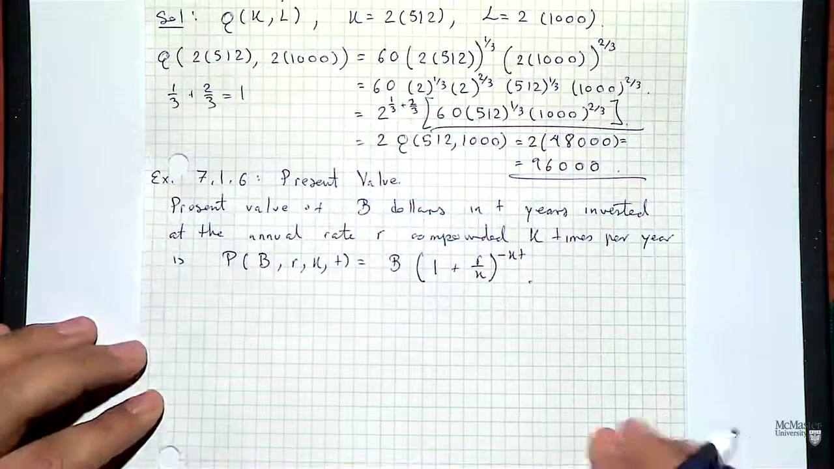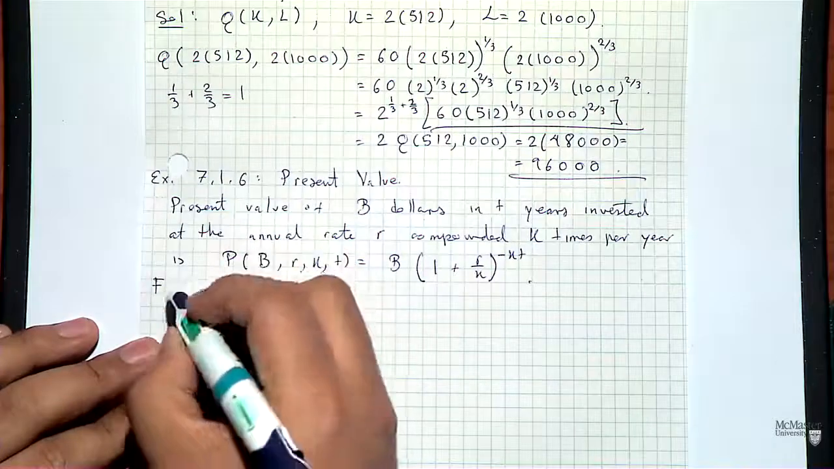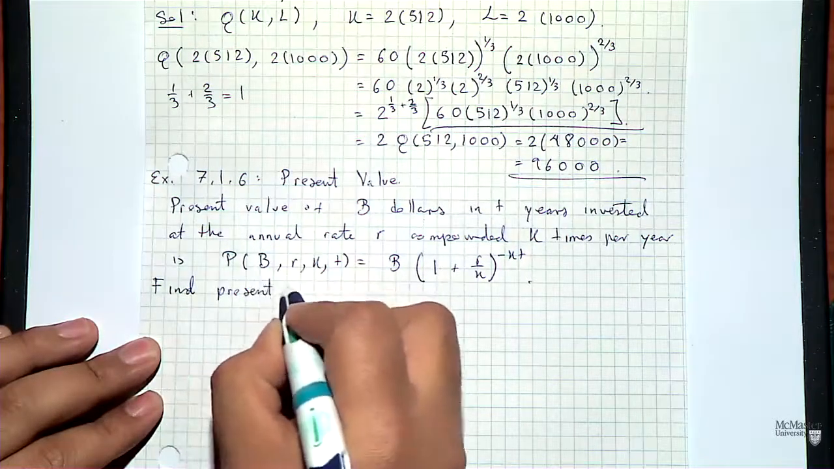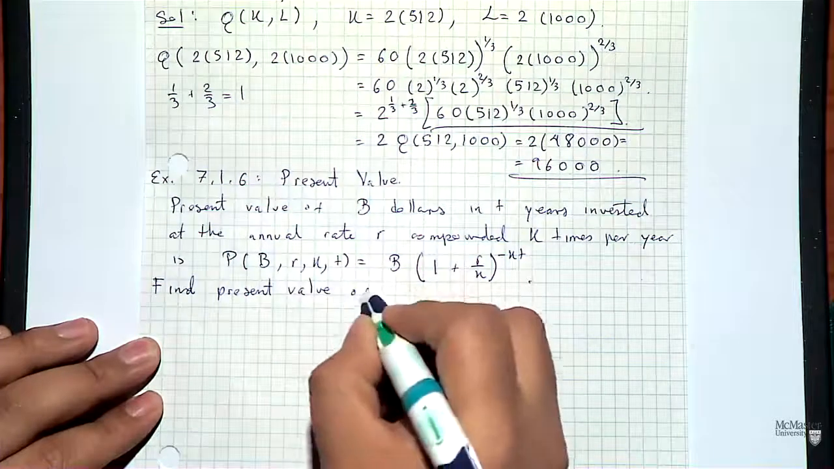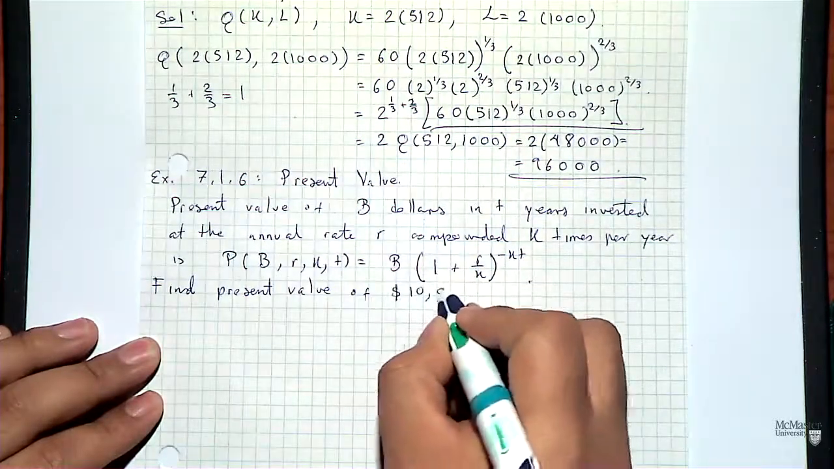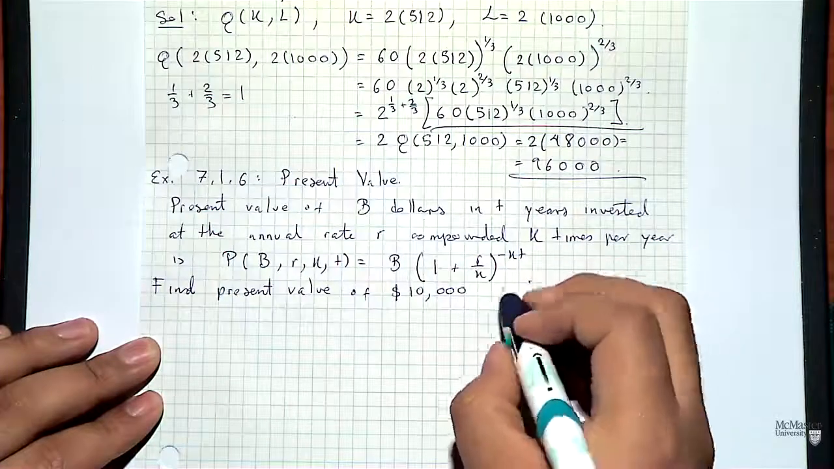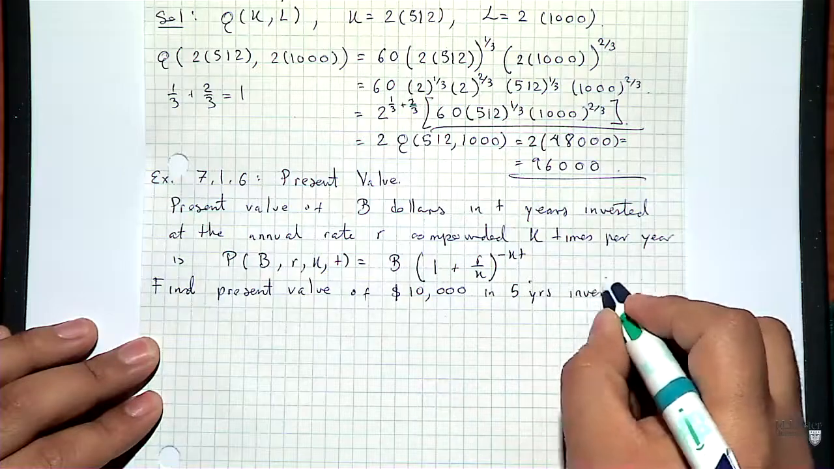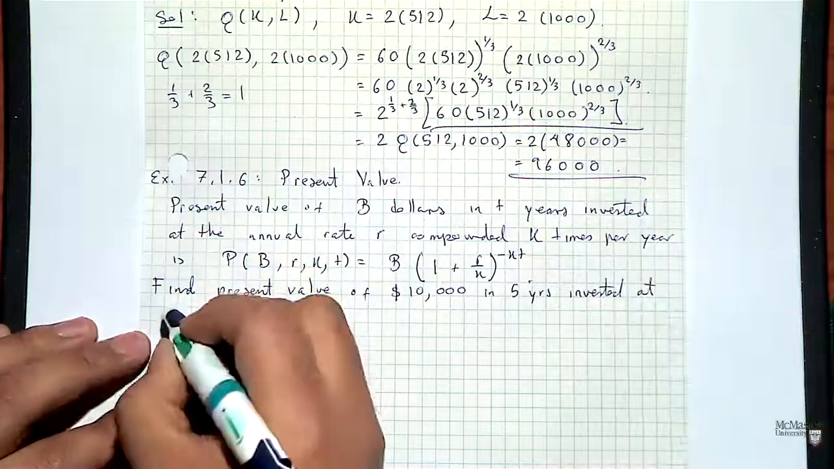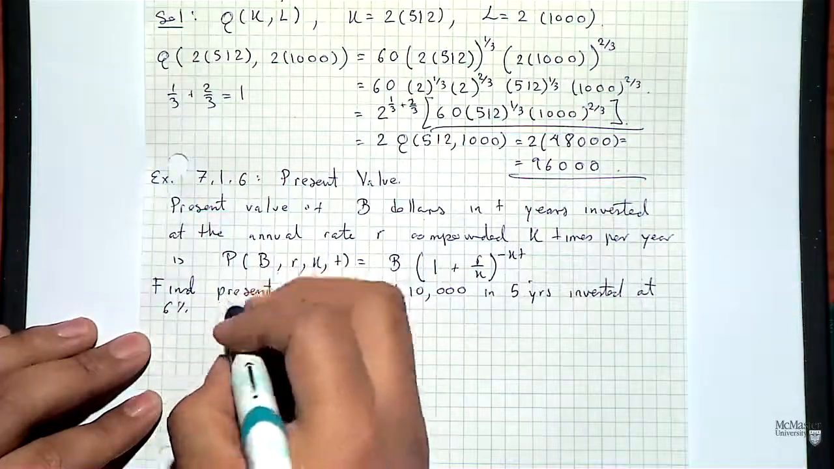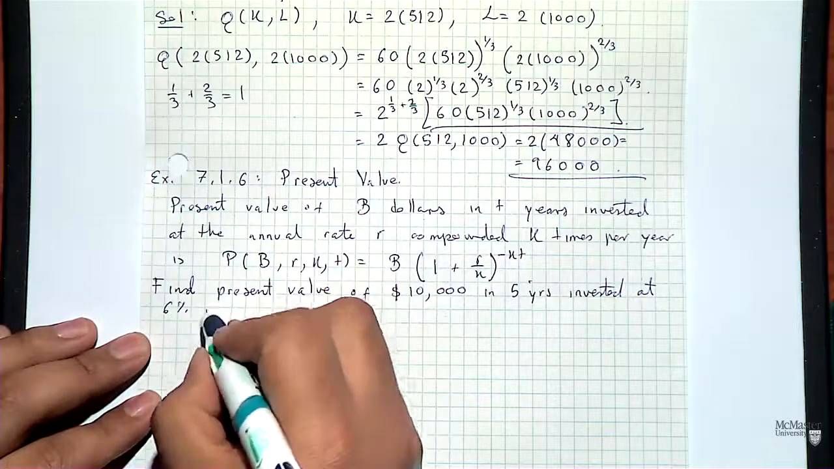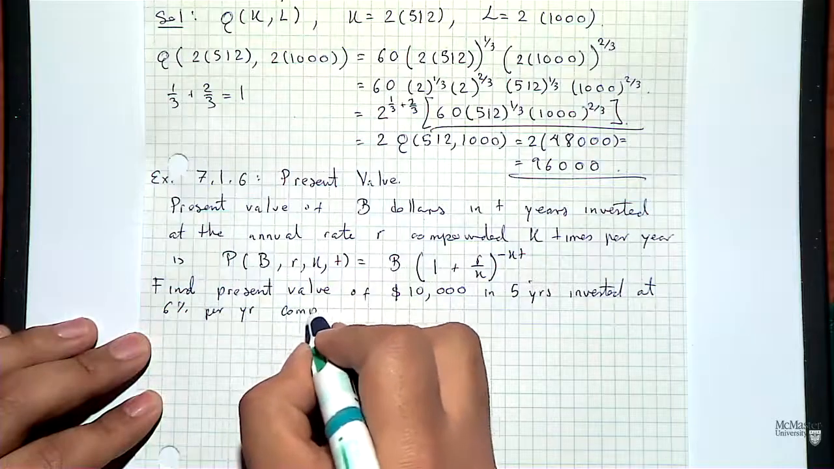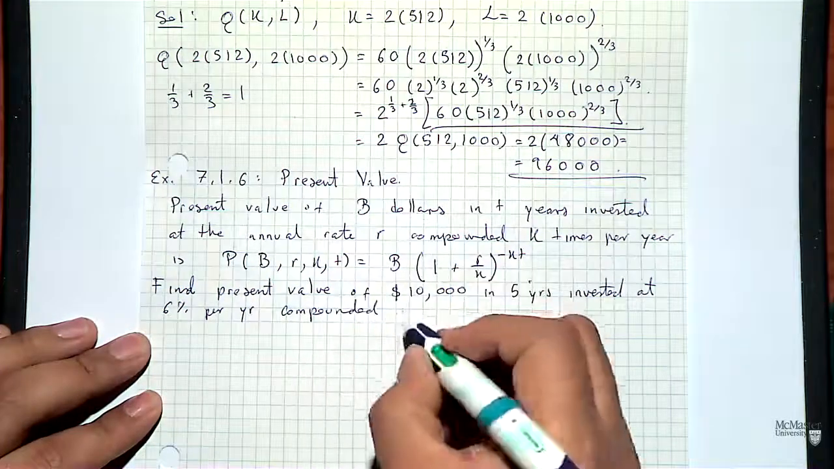And there's an indication now of finding the present value of $10,000 in 5 years invested at a 6% annual rate, compounded quarterly.